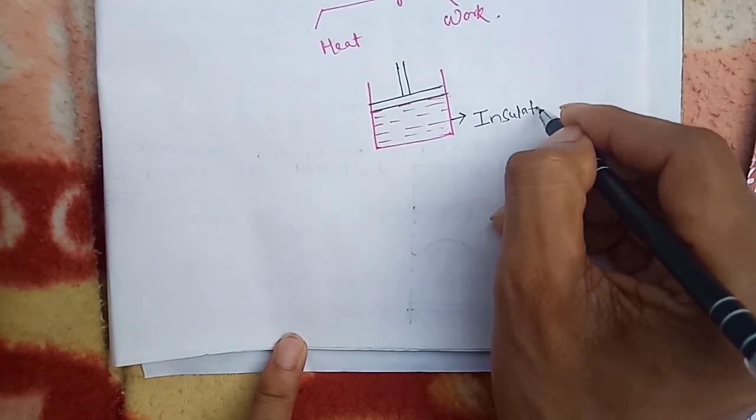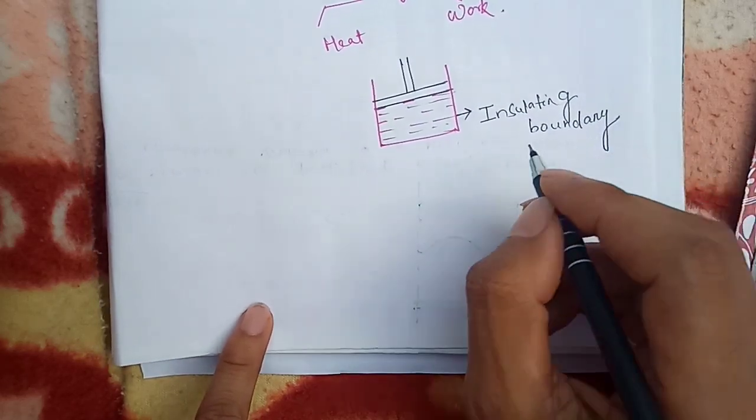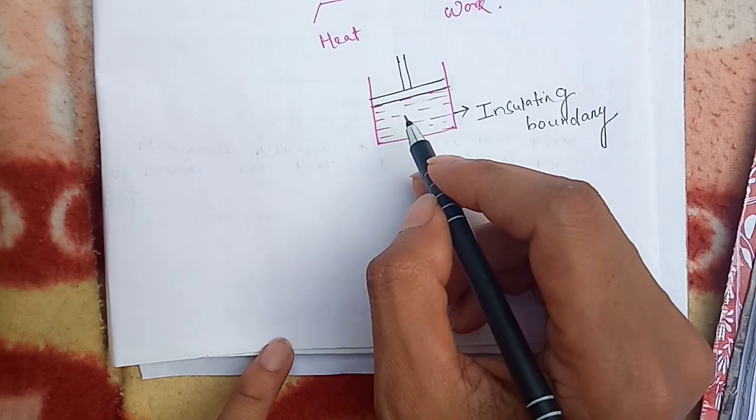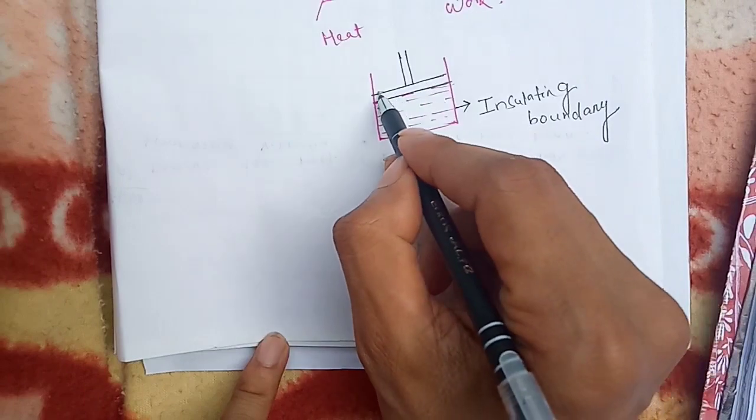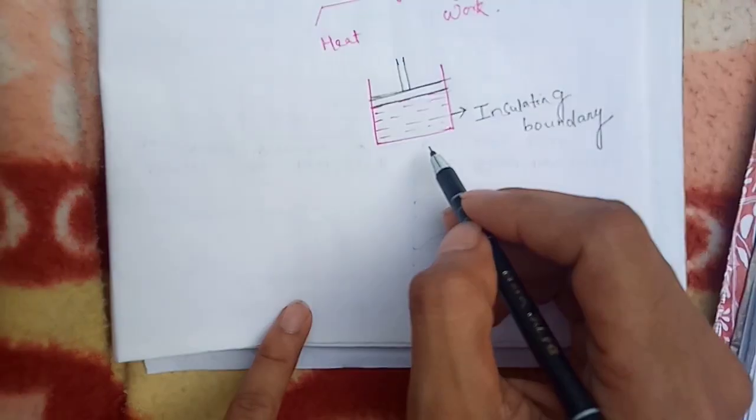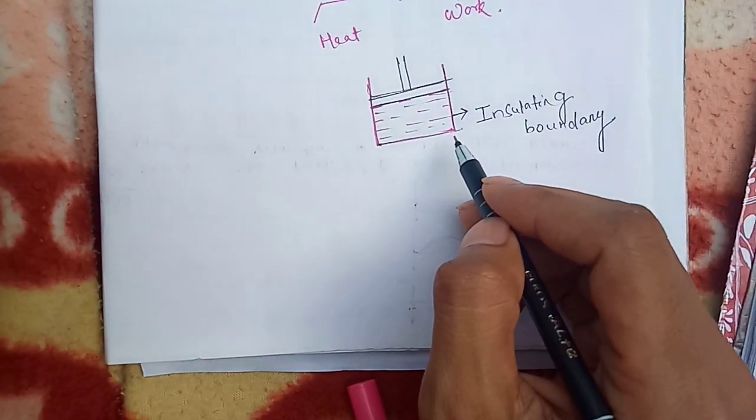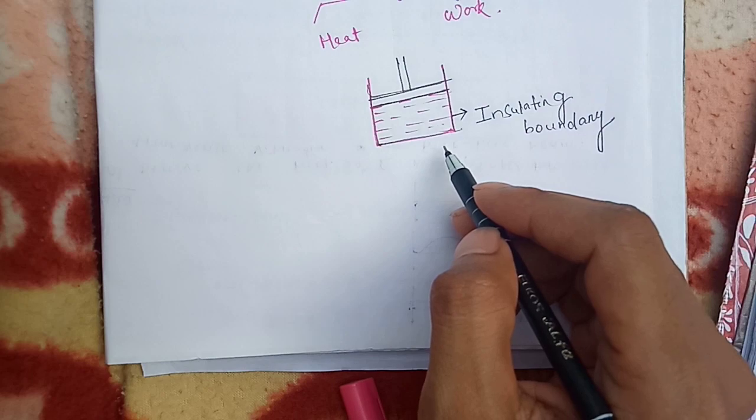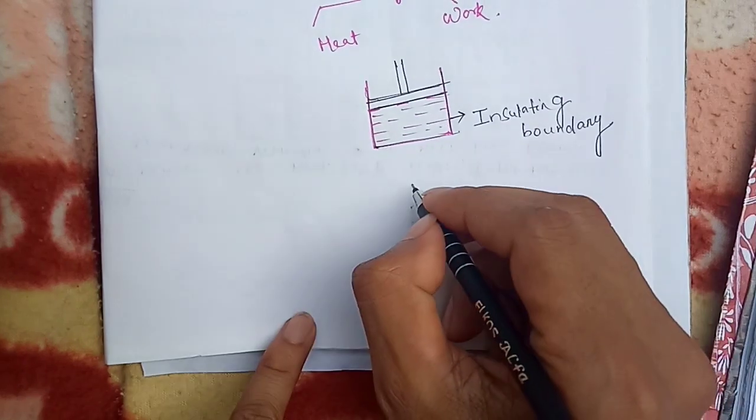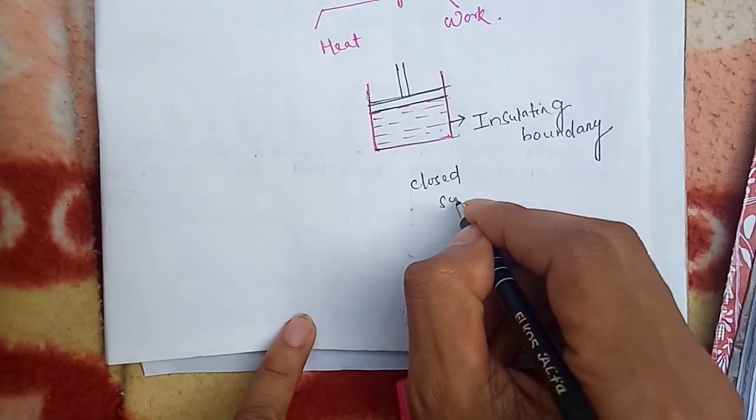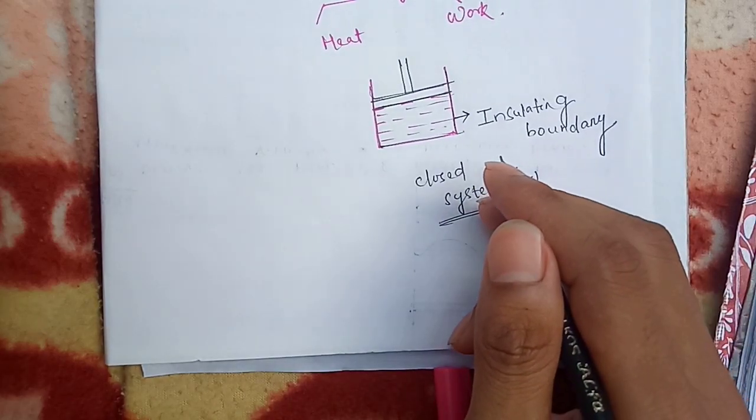Insulating boundary means heat cannot be transferred to the surrounding. Okay, now please tell me if the system is open or closed. Is it an open system? It is not an open system because there is a piston over here, so mass cannot be transferred to the surrounding, and it is an insulating boundary, so there is neither mass transfer nor energy transfer possible. Is it a closed system? In a closed system there is no mass transfer, only energy gets transferred to the surrounding. So how is it a closed system? It is an insulating boundary. Heat cannot be transferred to the surrounding. Yes, it is a closed system.